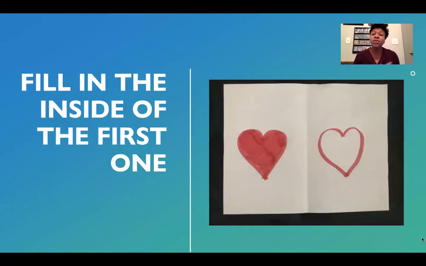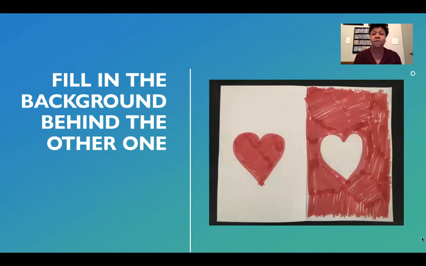Now, I want you to fill up the first object with one color. Just fill it all up. It could be completely blue, completely green, completely yellow, whatever you choose. Okay? Once you're done with that, I want you to fill the space around the second object. Fill it all up using the same color you used before.